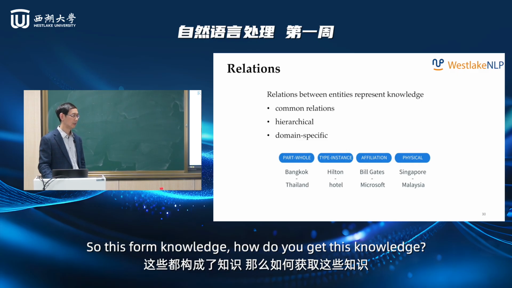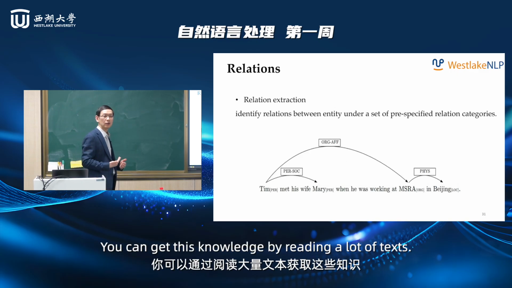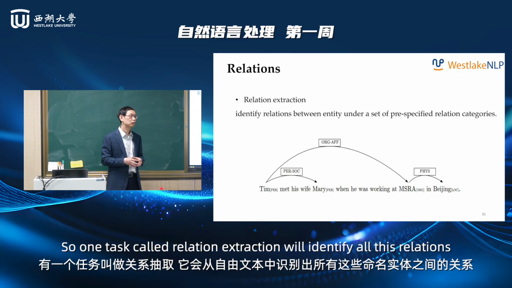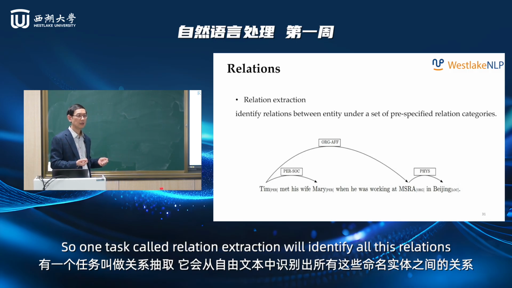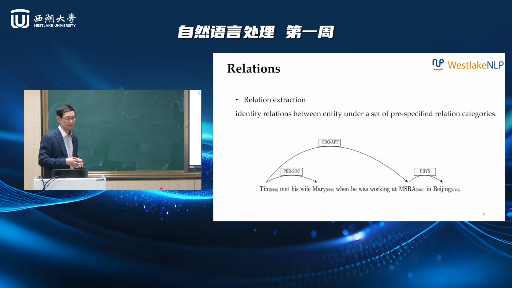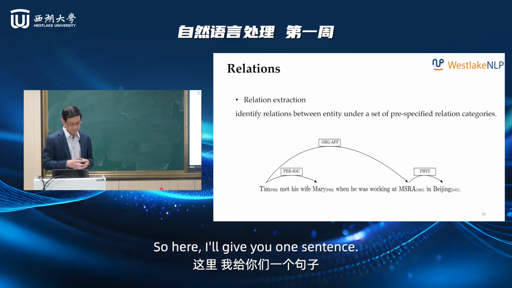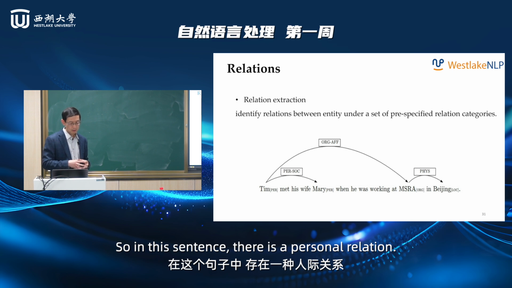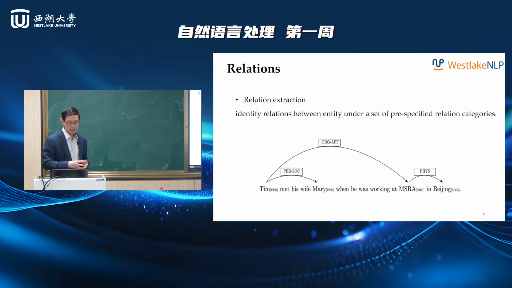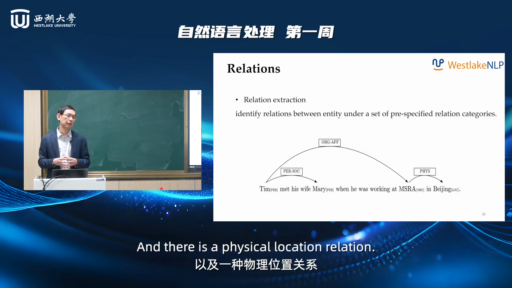How do you get this knowledge? You can get this knowledge by reading a lot of texts, right? So one task called relation extraction will identify all these relations between named entities from free text. So here, I give you one sentence, right? So in this sentence, there is a personal relation, right? There is an organization affiliation relation, right? And there is a physical location relation.